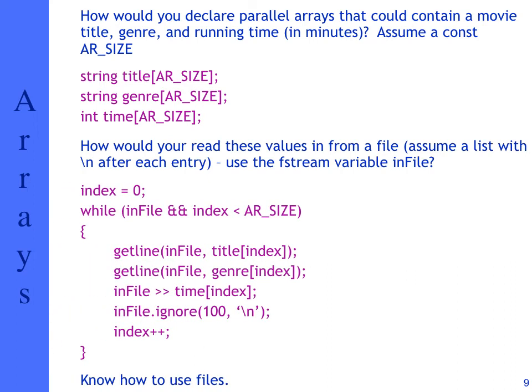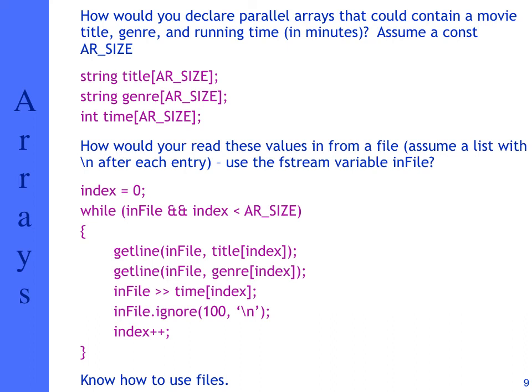Here's the example. You initialize index to 0, and the file is already open. We would have a while loop because we don't know how big this file is, and then it includes the infile. If the file ended, we can leave it, as well as if we still have space in the array, so index is smaller than ARSIZE.